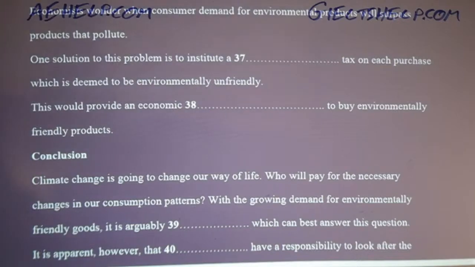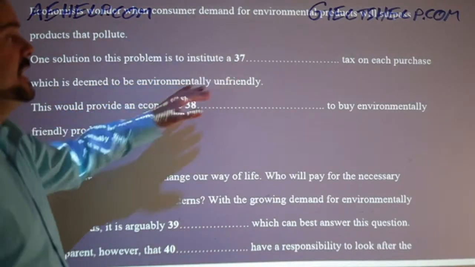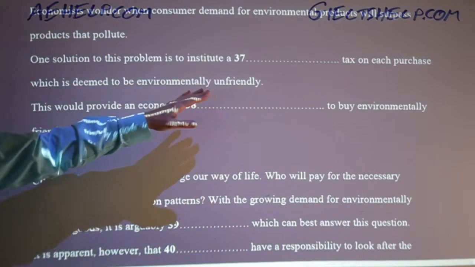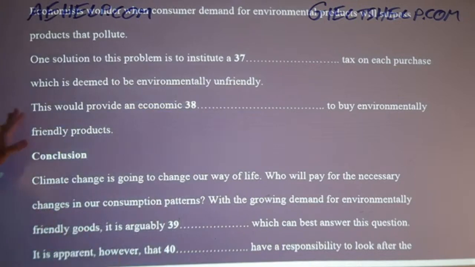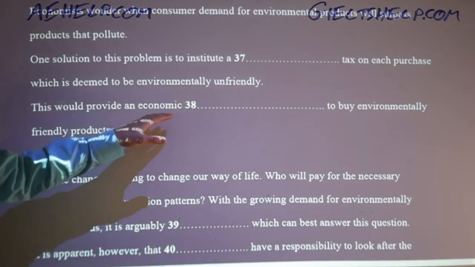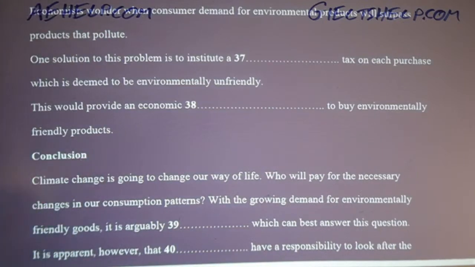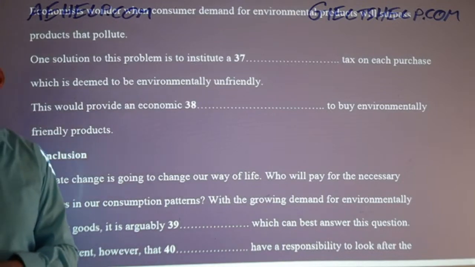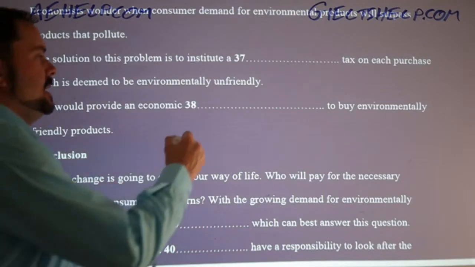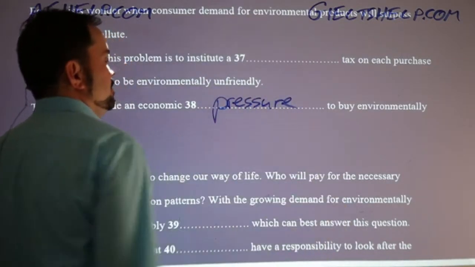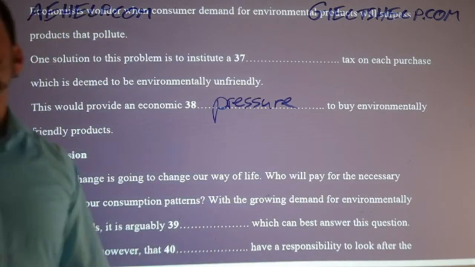Okay, so institute a true cost tax on each purchase, which is deemed to be environmentally unfriendly. This would provide an economic something to buy environmentally friendly products. What is it? Drago Up says pressure. Diorbek and Blueberry agree. Yeah, pressure. Economic pressure, right?